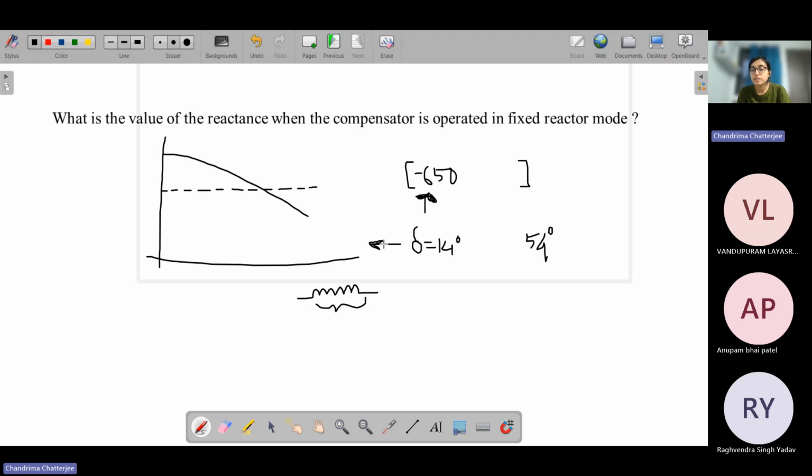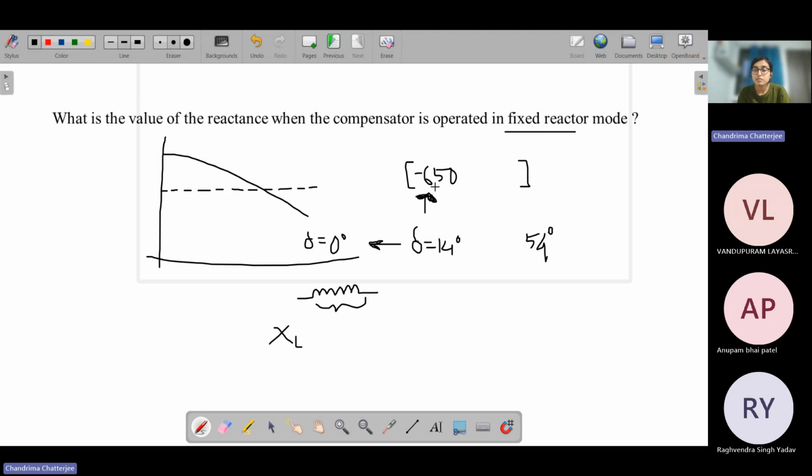And this will be a fixed reactance from delta equal to 0 to delta equal to 14 degree. It will be a fixed reactance. In the question they are asking what is the value of the reactance of the fixed reactor. What will be XL? The value of the reactance that we will put in this range from delta equal to 0 to delta equal to 14 degree. Okay, that is very simple.